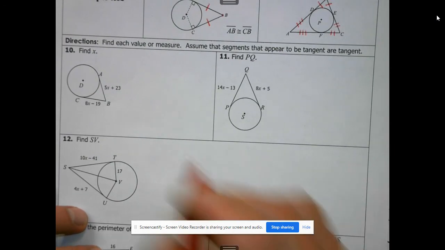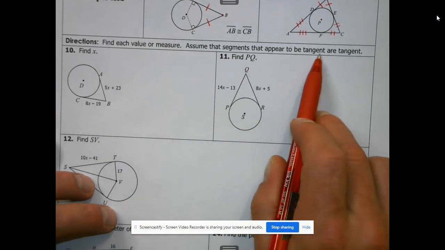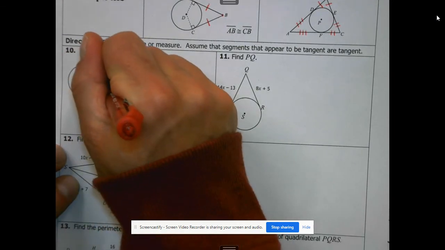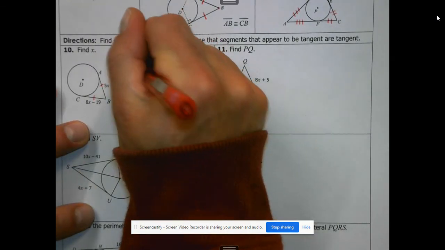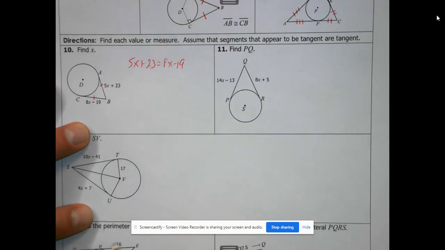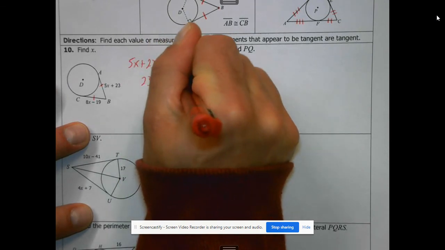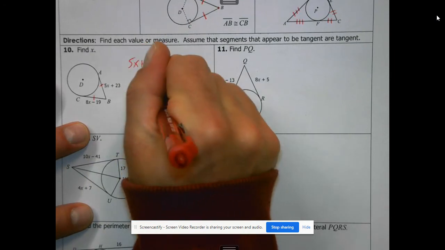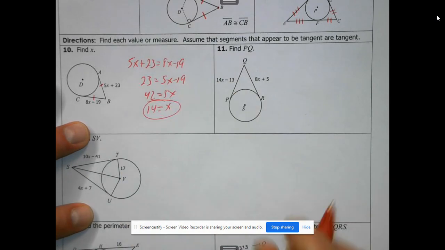Number 10 says find each value or measure. Assume that segments that appear to be tangent are tangent. So we're going to assume that these two lines are tangent, which means this. If they're tangent, those are congruent. Set them equal, solve for x. 5x plus 23 is 8x minus 19. Subtract the 5x over. 23 is 3x minus 19. Add 19, that gives me 42.